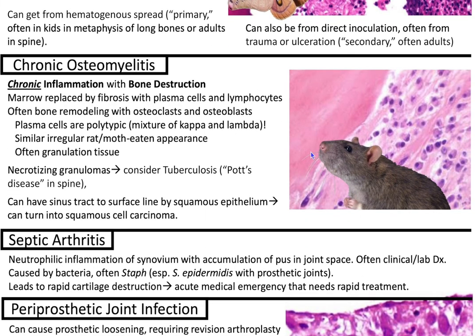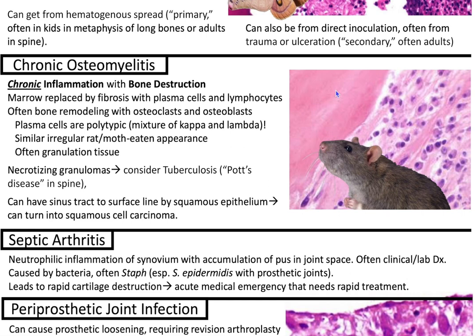Then you can get chronic osteomyelitis. You won't see those neutrophils in the trabeculae. You'll see chronic inflammation with bone destruction and remodeling. The marrow can be replaced by fibrosis with plasma cells and lymphocytes. You'll see bone remodeling, oftentimes with osteoclasts, which are multinucleated cells that break down bone, and osteoblasts, which can appear plasmacytoid and build bone.